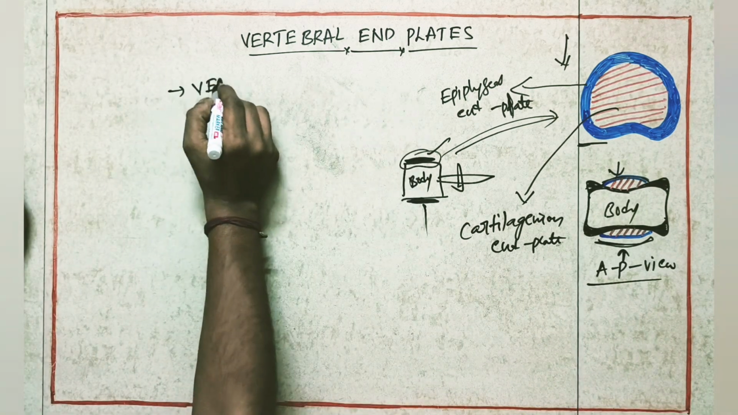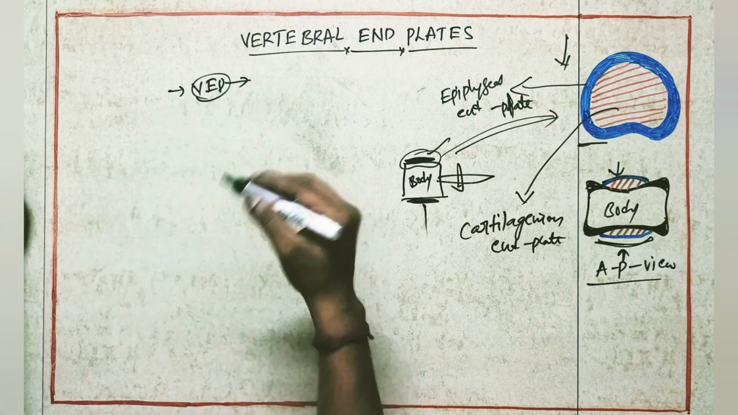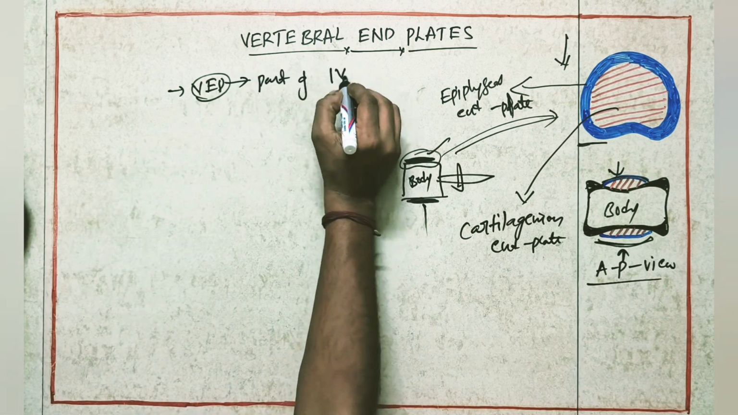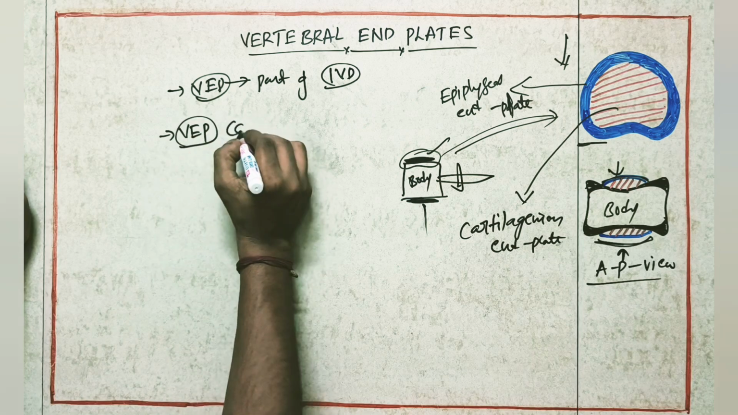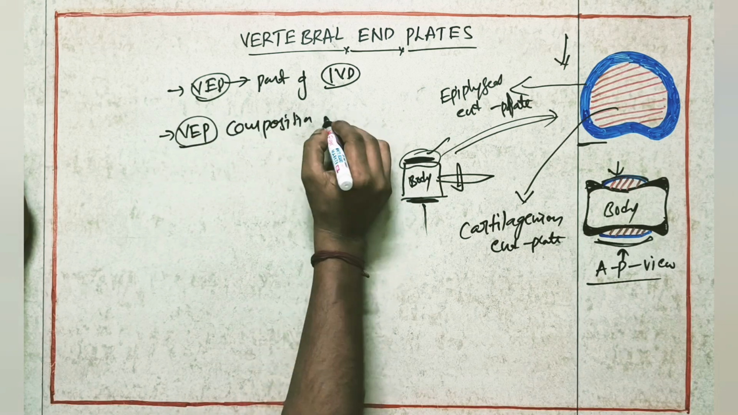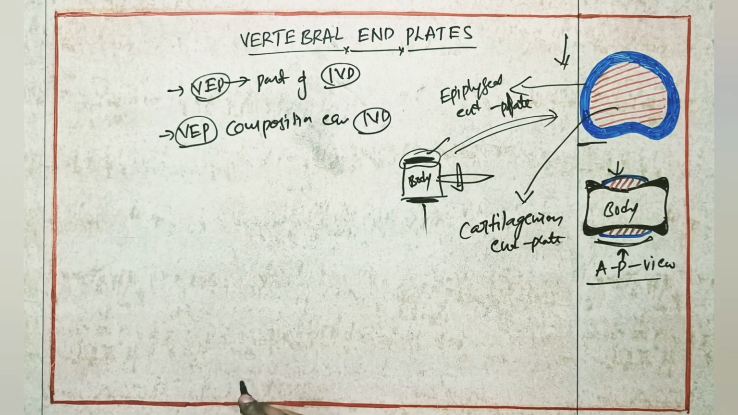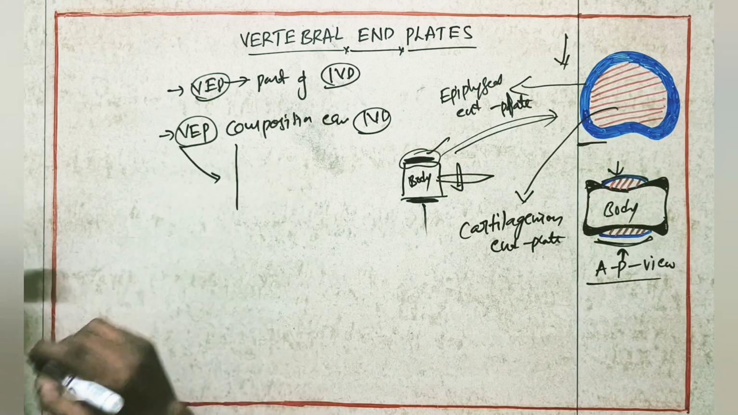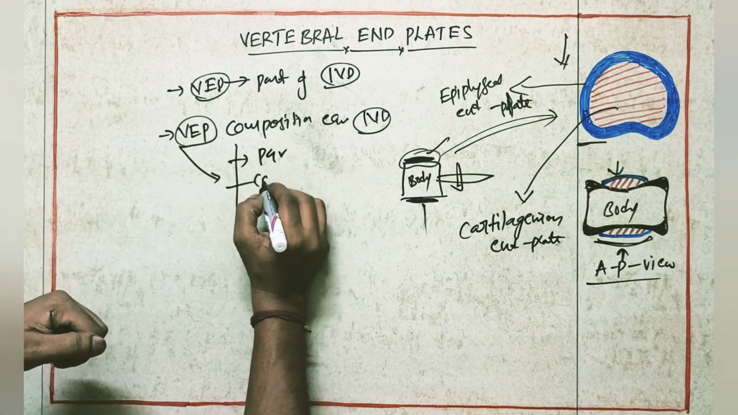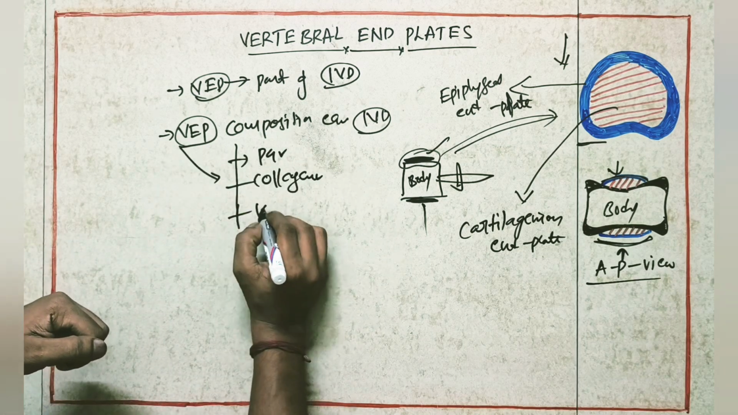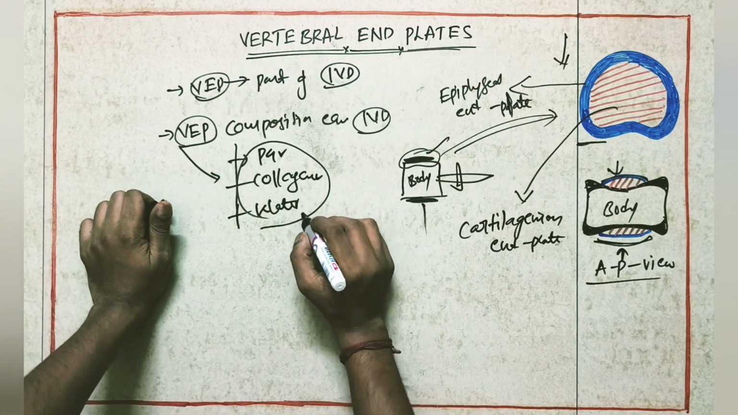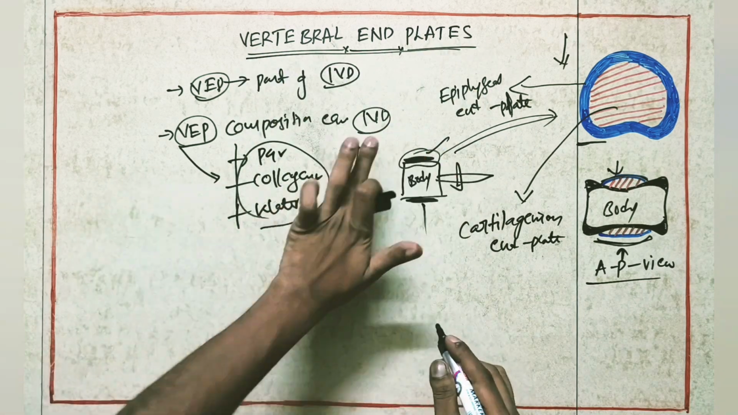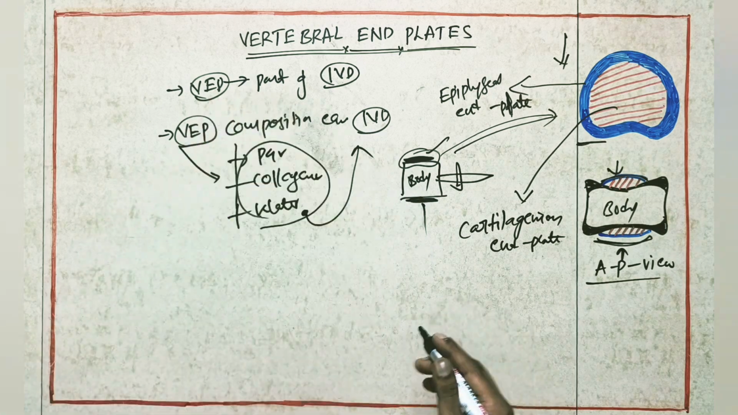Sometimes these vertebral end plates are considered to be part of the intervertebral disc. Why? Because the vertebral end plate composition is almost equal to the IVD, the intervertebral disc. In the vertebral end plate composition we can see proteoglycans, collagen, and water. These are the structural components of the vertebral end plate, and the same things we can see in the intervertebral disc. So that's why sometimes we can say it's part of the IVD.